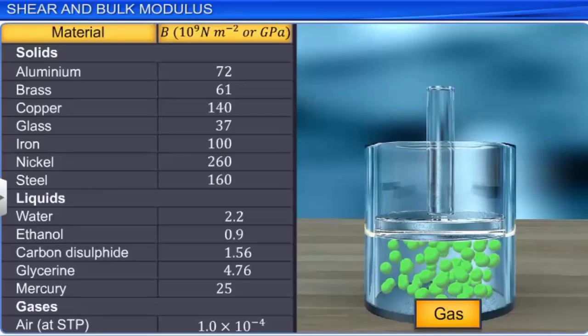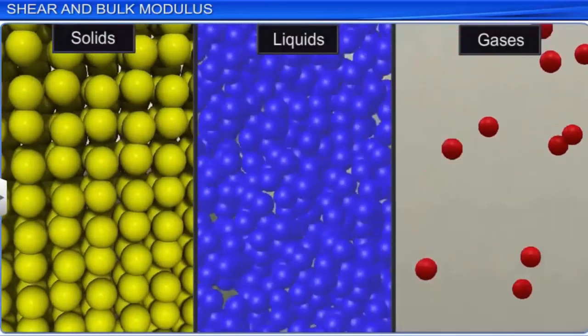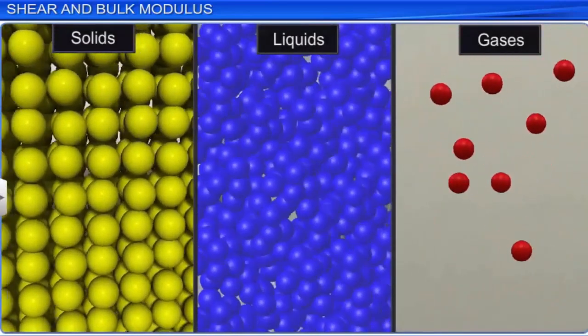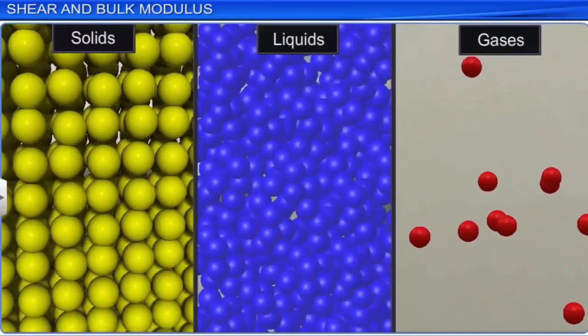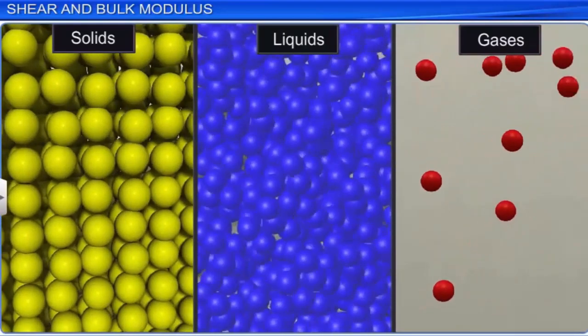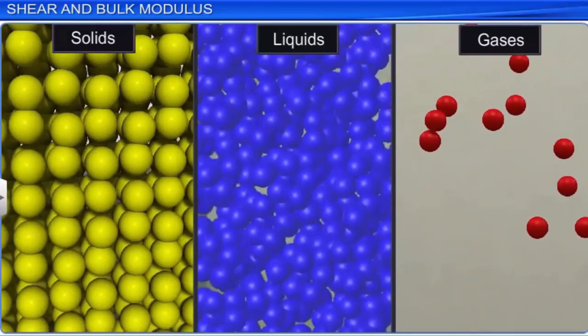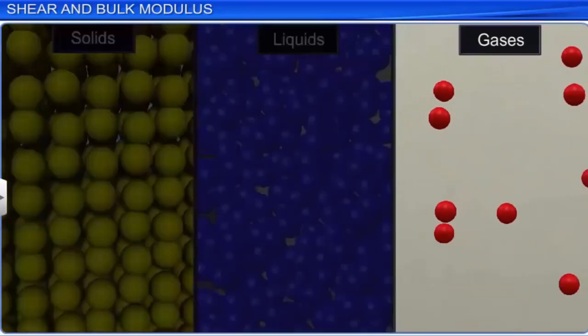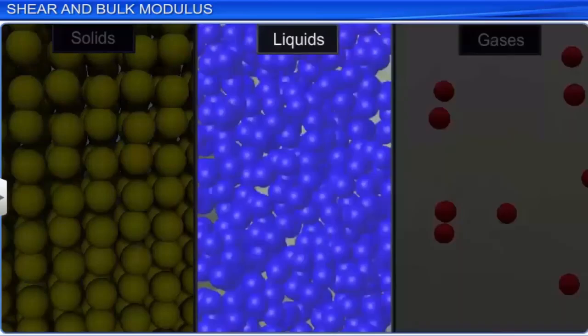The reason for the huge difference between compressibility of gases, liquids, and solids lies in the intermolecular forces of interaction in the three states of matter. The molecules of a gas are so far apart that there is a negligible interaction force between them. Liquids have a strong intermolecular force of interaction, whereas solids have the strongest interaction between their molecules. We will solve a numerical problem.